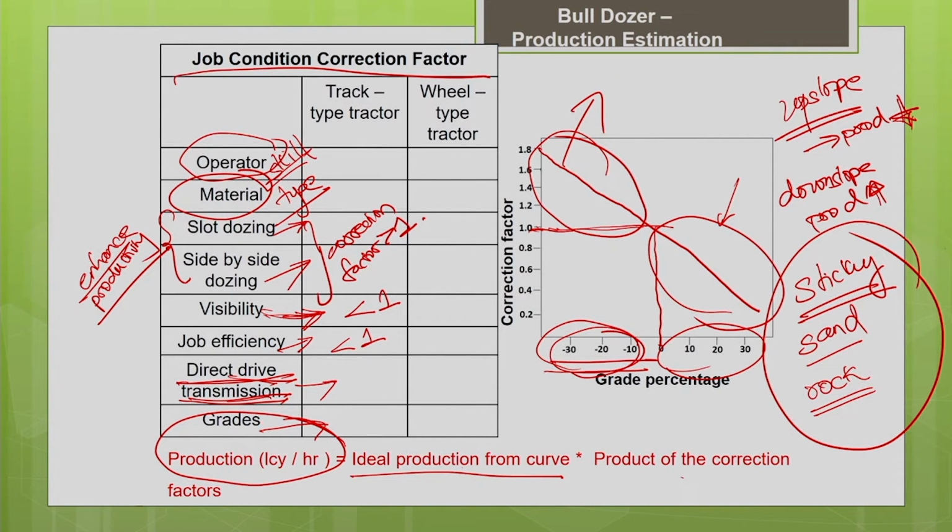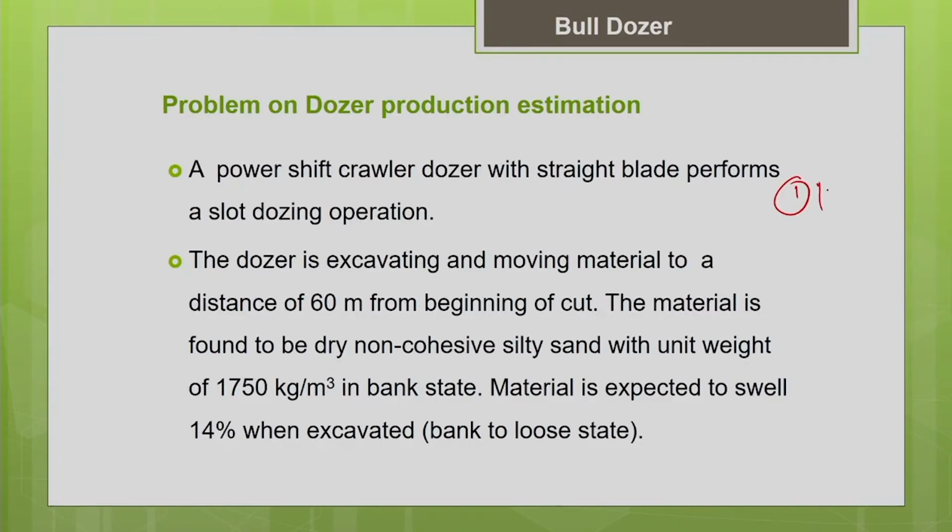So we will work out a problem using this methodology so that you will understand better. So far we have discussed three different approaches to estimate the productivity of the bulldozer. One is using the production curves, which are drawn for the ideal conditions. We choose the value from the corresponding production curve supplied by the manufacturer and apply the correction factors according to the project conditions and find the actual productivity for the project conditions.